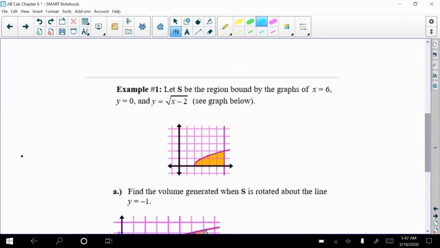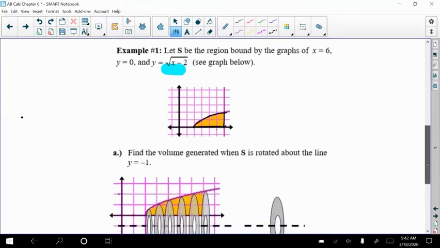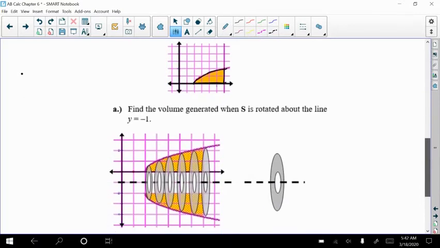It's a nice region when we start squaring because it's the square root there. So I'm going to take a look at x equals 6, which is a vertical line, y equals 0, which is a horizontal line, and the square root of x minus 2. And I'm going to revolve that around y equals -1, which is a horizontal line. Now, I kind of did the first one for you.